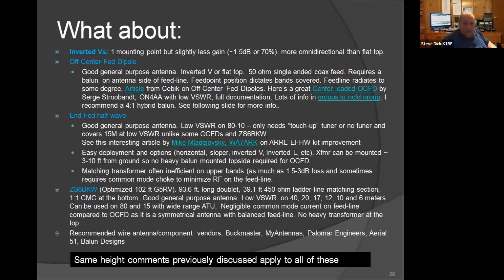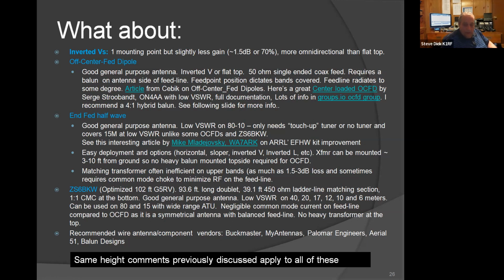End-fed half waves are one of my favorites. Operate multi-bands with a single antenna, only needs a touch-up tuner. Needs a common mode choke at the bottom. Good general purpose antenna. Could be used on 80 and 15 with a wide range ATU.